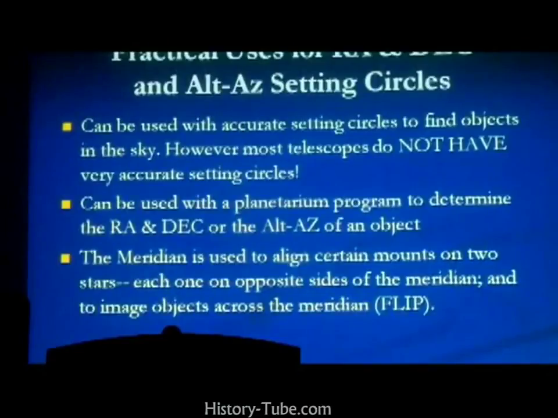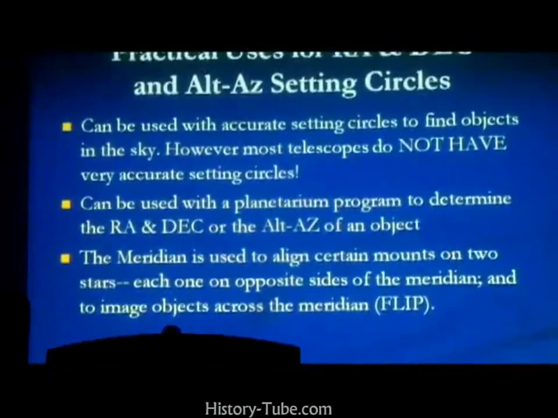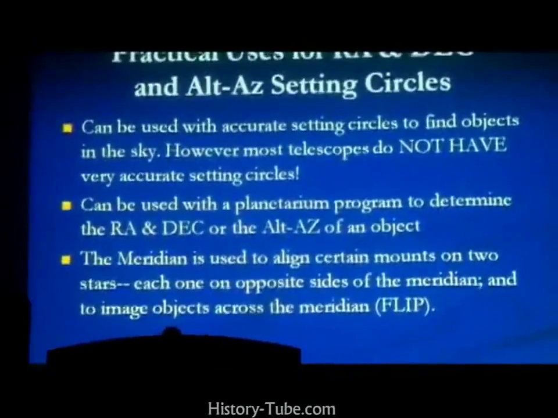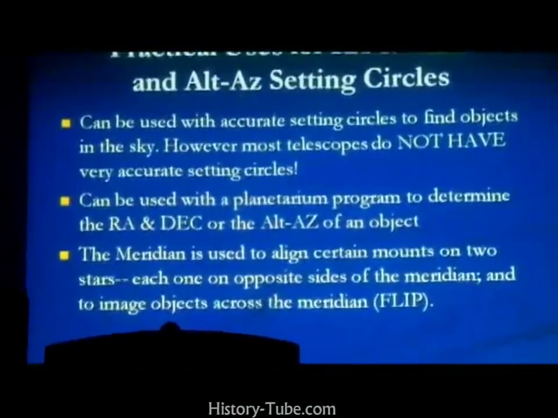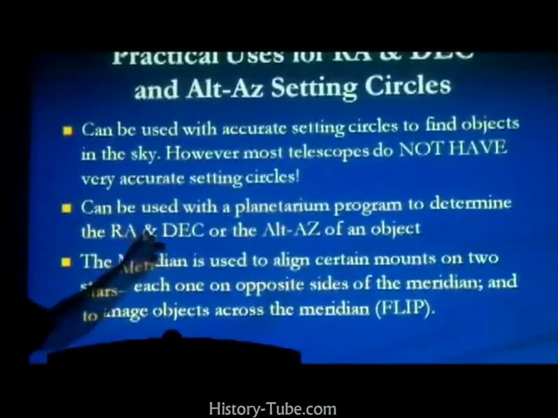All right, so practical uses for right ascension and declination and alt-az setting circles. They can be used with accurate setting circles to find objects in the sky. We're talking about right ascension and declination or altitude and azimuth. However, most telescopes do not have very accurate setting circles. I have 2 equatorial mounts at home, and they have right ascension and declination manual setting circles on them.